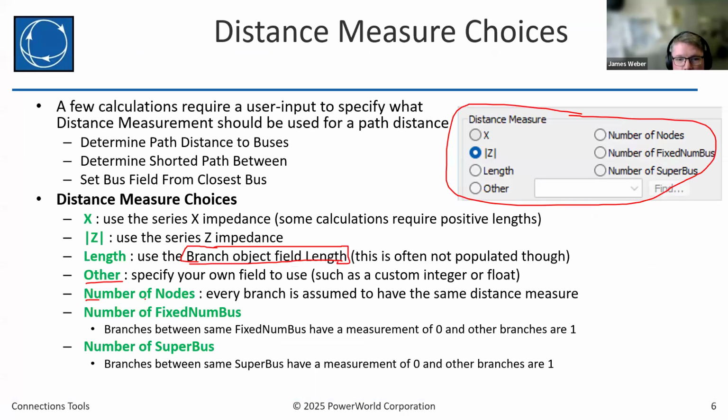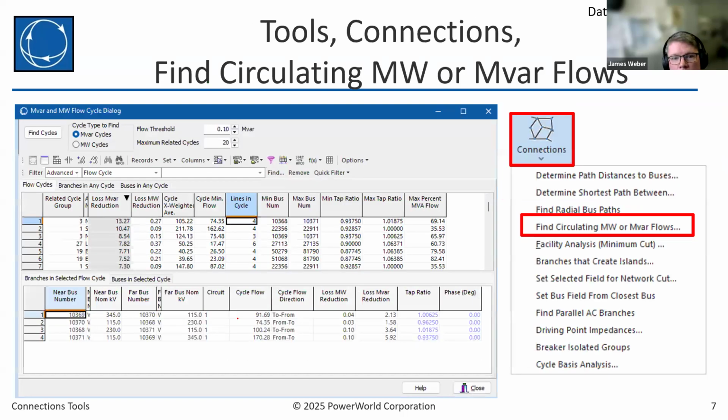The other options are you can do the number of nodes or buses away. You can do the number of super buses in a full topology model, and then the number of fixed num buses in a full topology model that uses those. So those will come up throughout it.